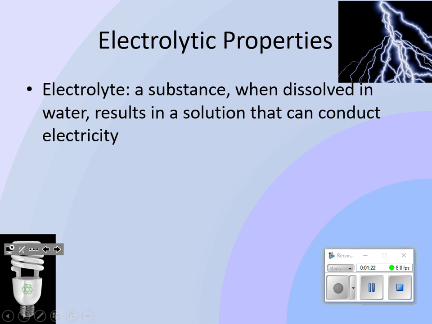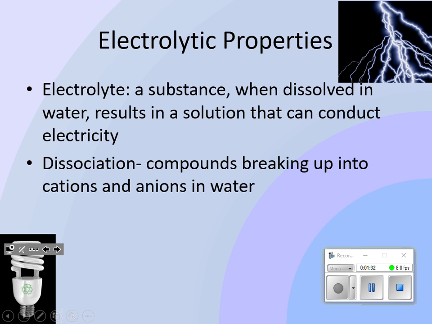In Chem 1, we also went over the fact that metals can conduct electricity because of those free electrons moving around. When you put an ionic compound in water, it breaks apart into its ions. This is referred to as dissociation. Remember, it breaks into its positive ions, the cations.